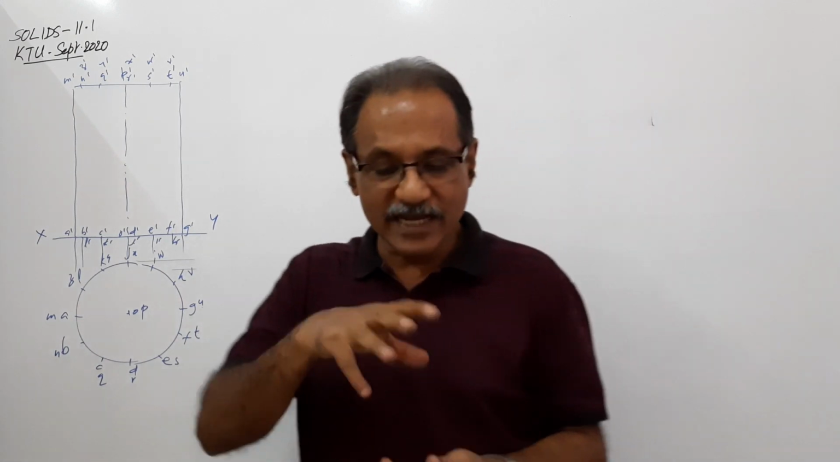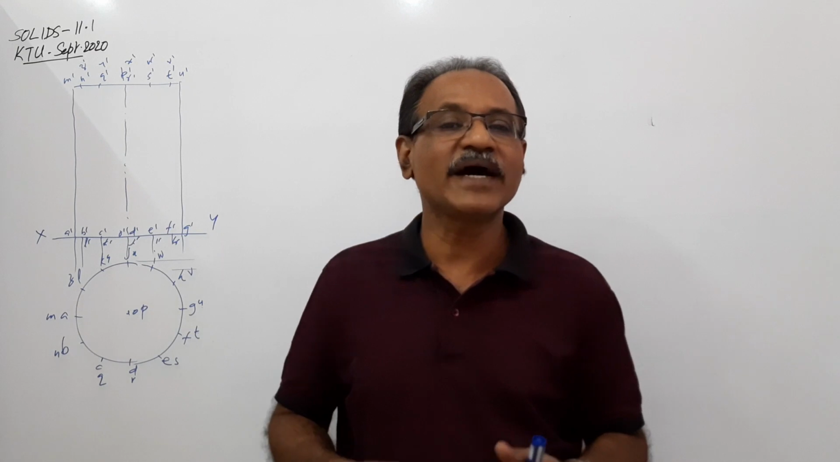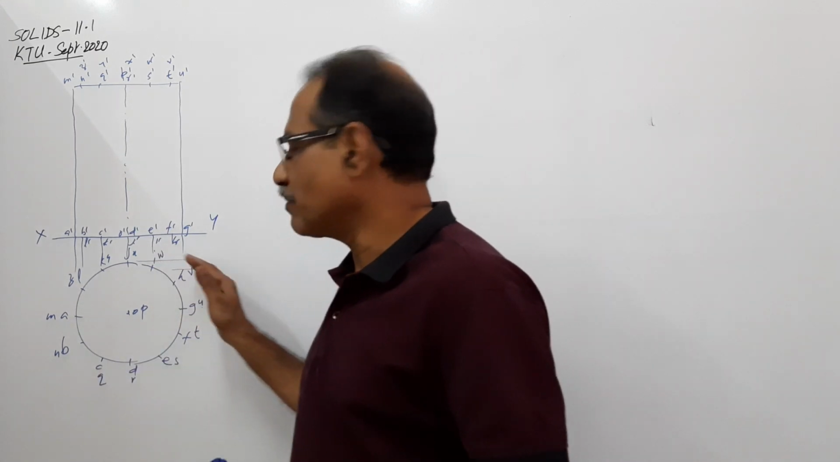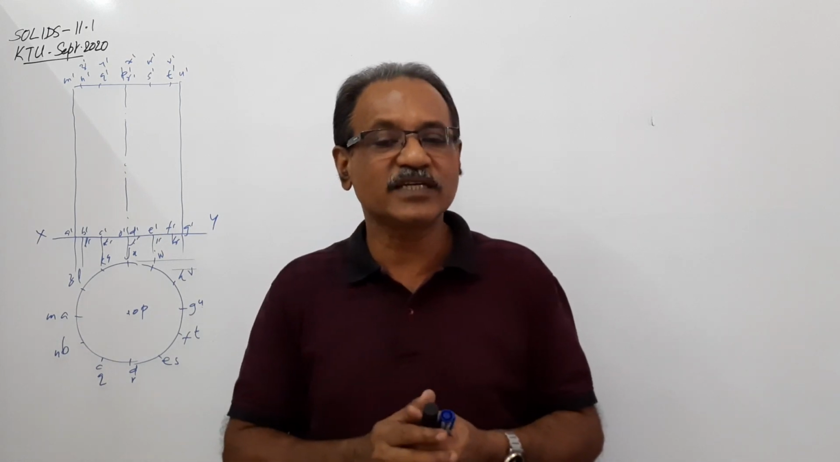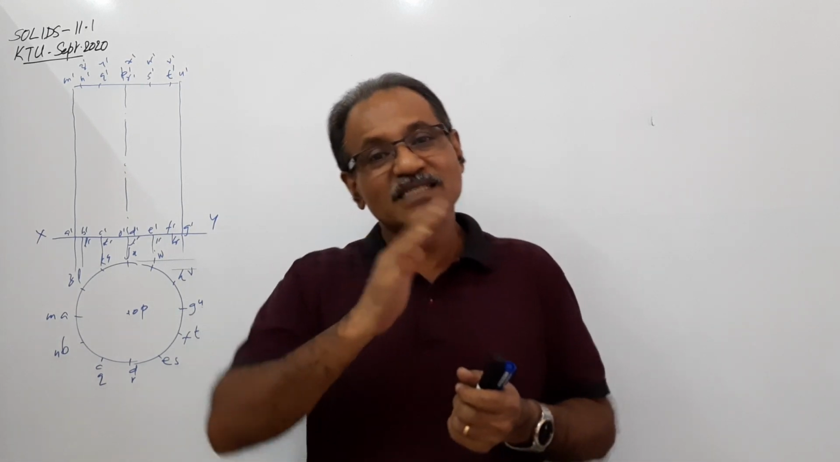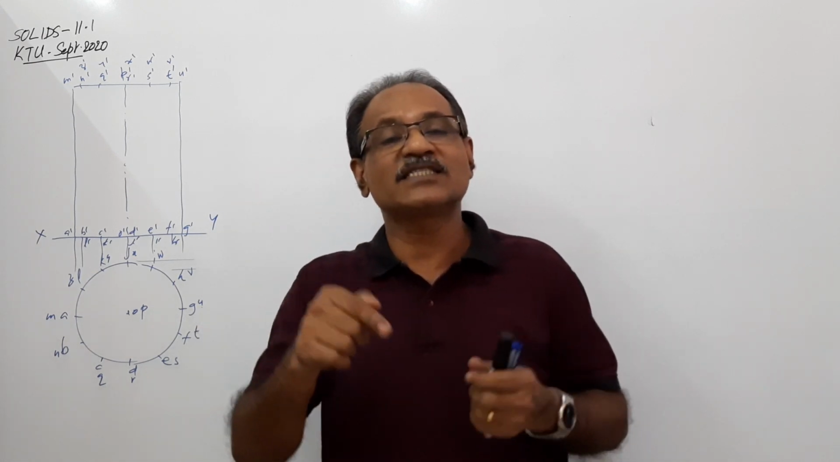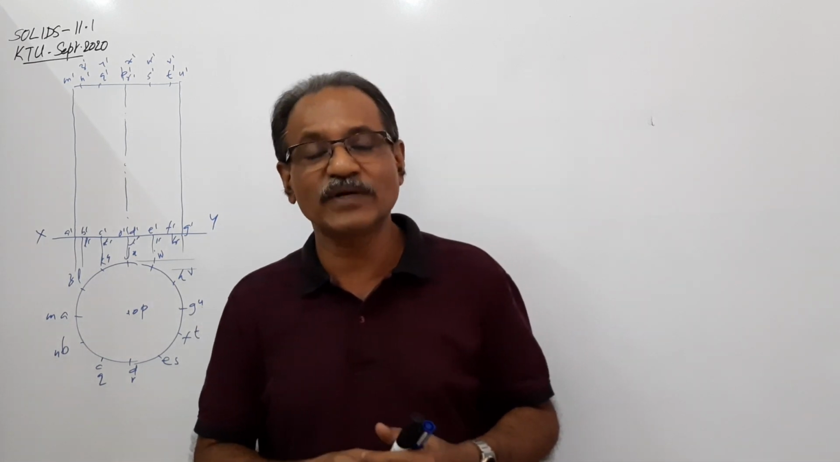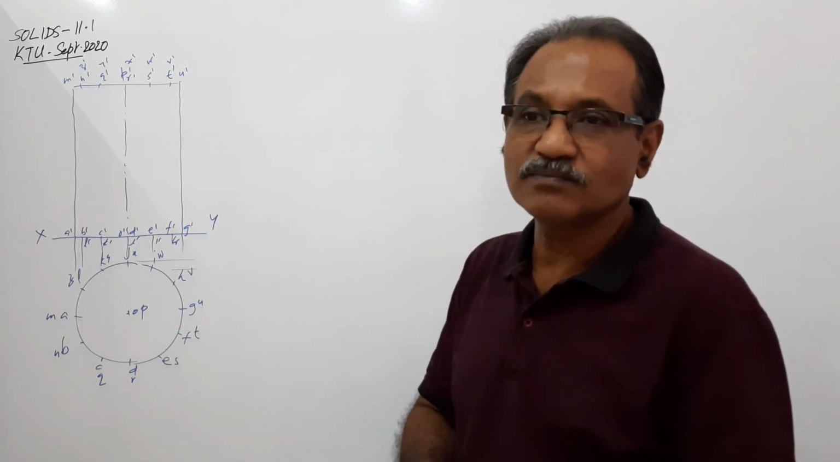What is the question? A cylinder, 60 mm diameter, 70 mm height, standing on HP on a point of its base circle, with the base inclined at 45 degrees to HP and the top view of the axis making 30 degrees to the XY line. That's the question. Okay, a simple position, plan and elevation.